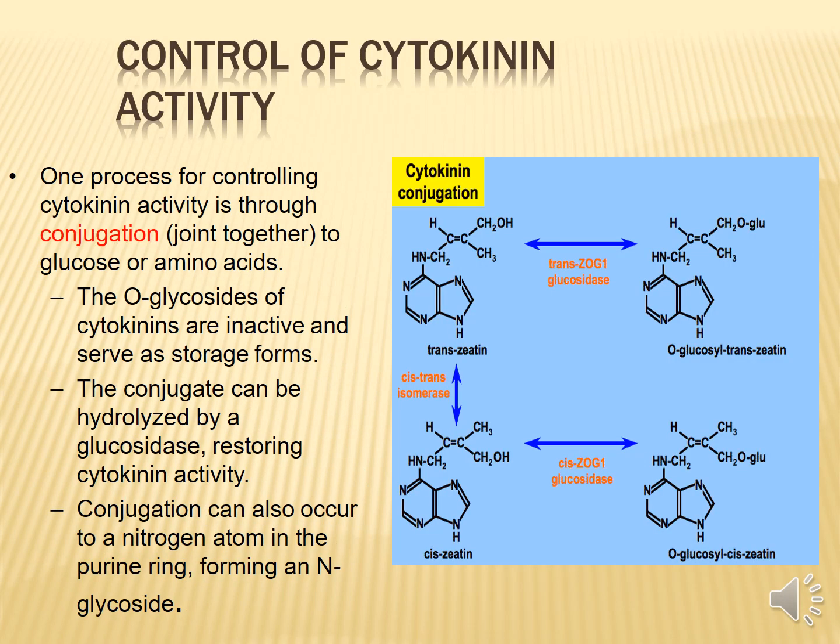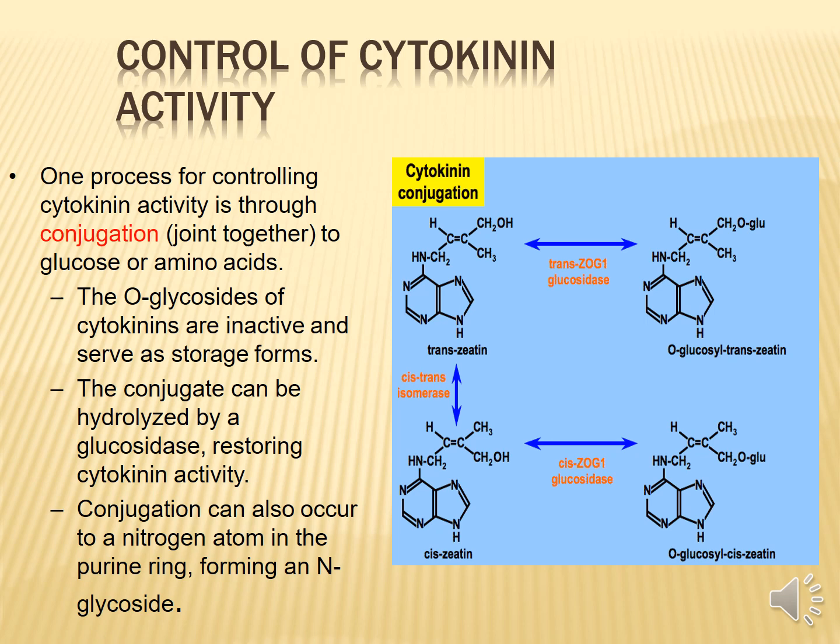Okay, now we look at the third learning objective for this topic. That is regarding the mechanism that you need to know in order to control the cytokinin activity, or in simple words, to control the function of the cytokinin. So the first process we call conjugation. What is meant by conjugation? Conjugate means you join.